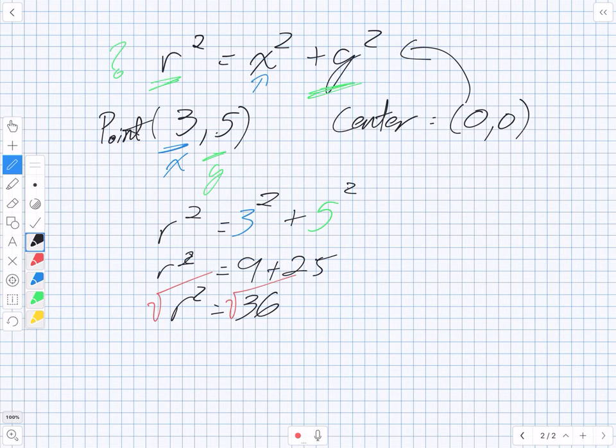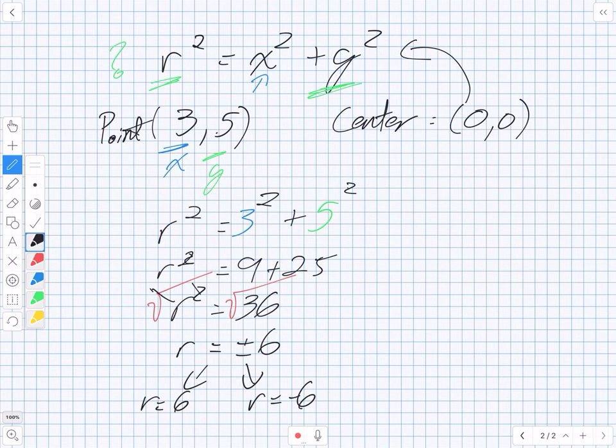Now, what actually happens here, they say that these things cancel out. They technically make the power 1, which does nothing. Anyways, r is by itself. The square root of 36 actually has 2 answers. The square root of 36 is plus or minus 6. So the radius is either positive 6 or negative 6.